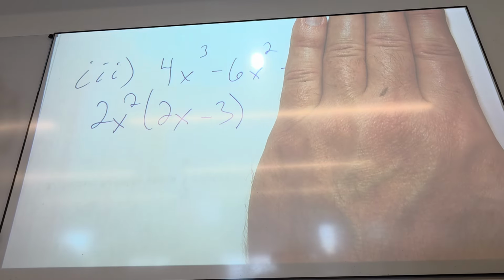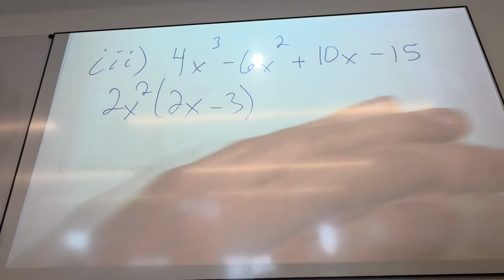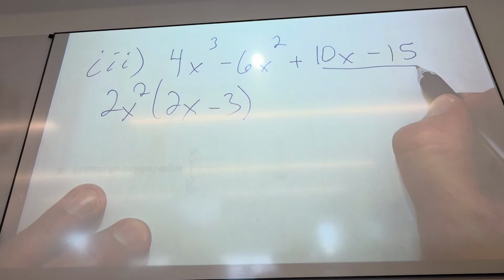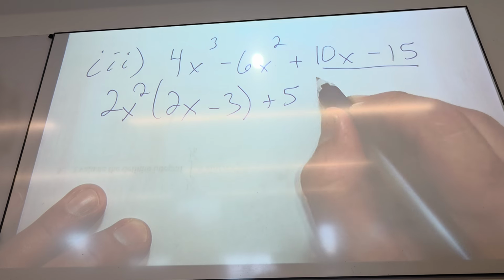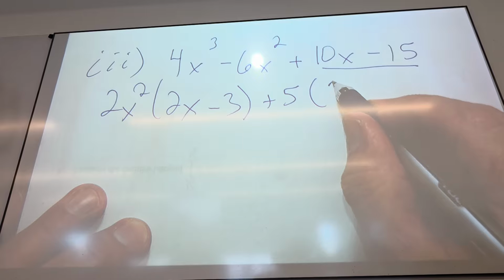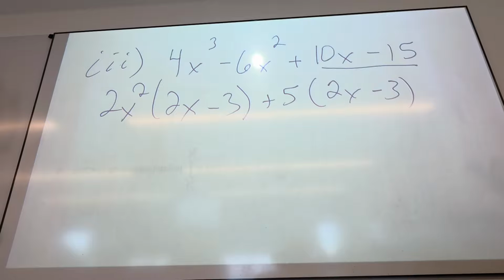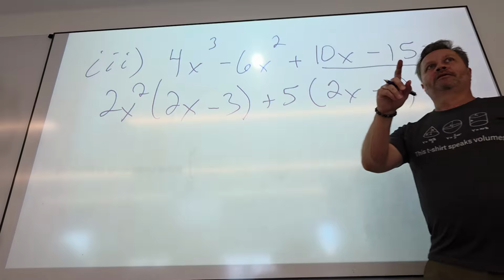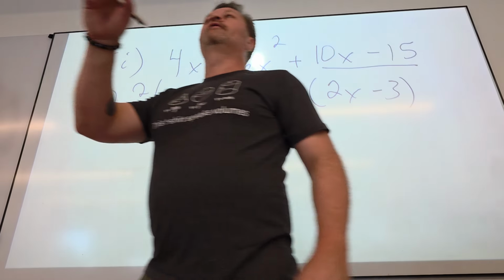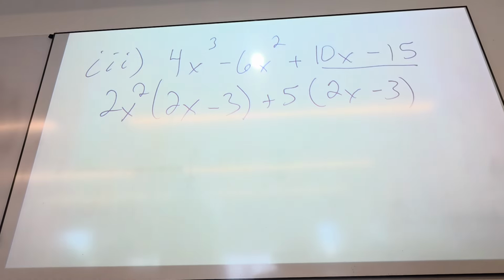Do everything we just did again for those two. What comes out of these two? 5. Good, 5. And what's left? 2x minus 3. Now, what tells you we can do the next step? They both have a 2x minus 3.